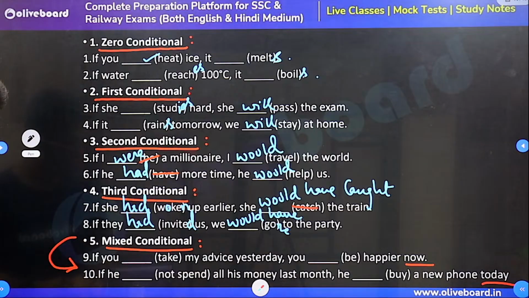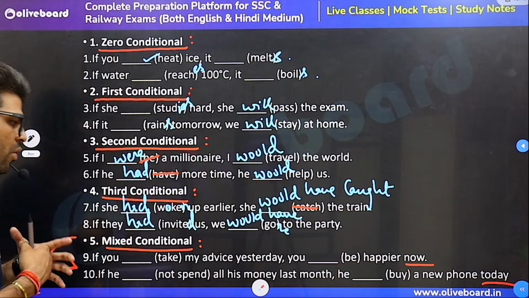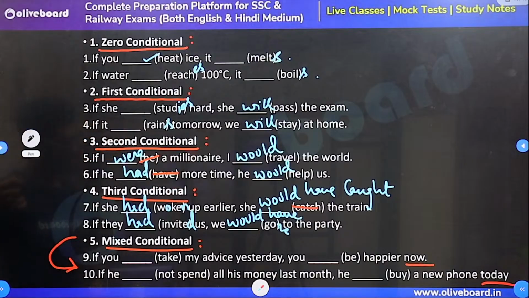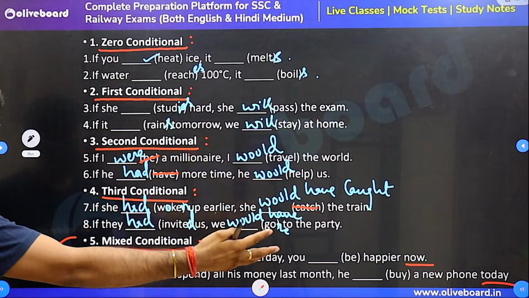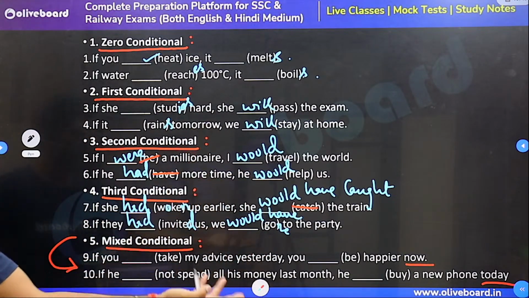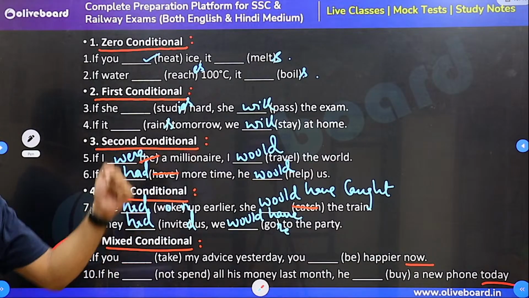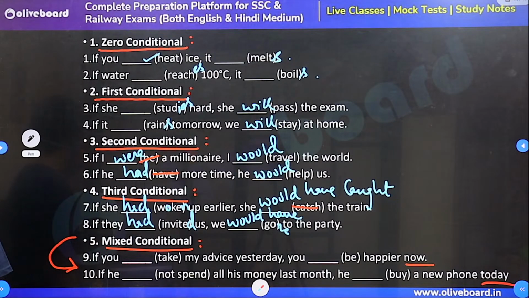Third conditional. If she had woken up earlier, not right now, if she had woken up earlier, she would have caught the train. But she didn't wake up early, so she didn't catch the train. If they had invited us, we would have gone to the party. Done. Now imagine these situations.